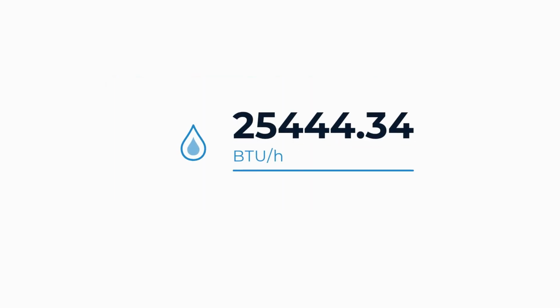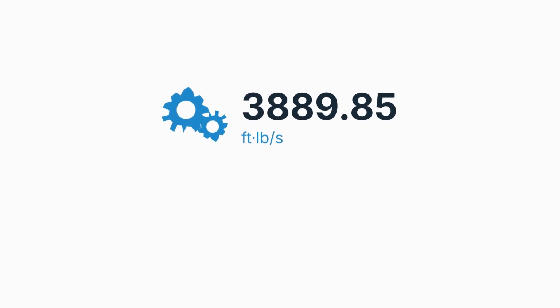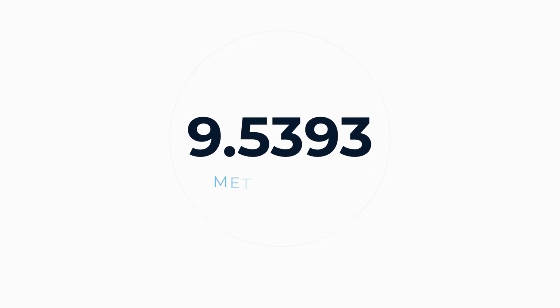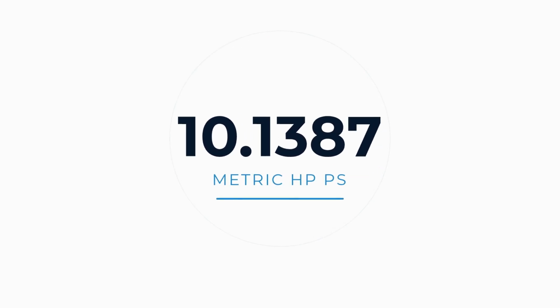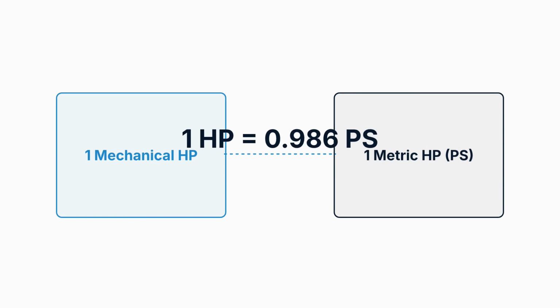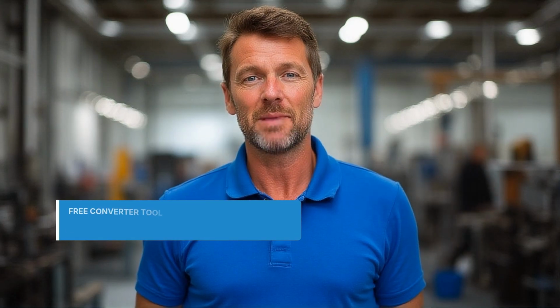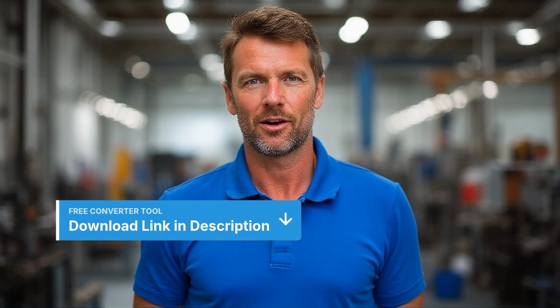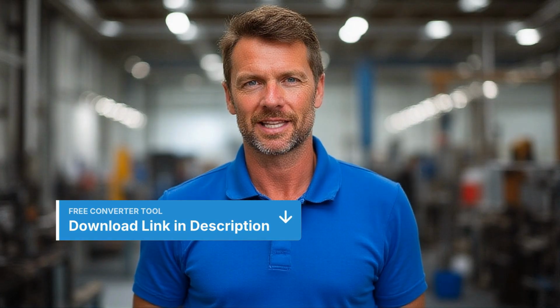For thermal applications, we get 25444.34 BTU-H. The mechanical equivalent shows 5500 FTLBS. And finally, in metric HP/PS, our value equals 10.1387. Notice how 1 horsepower is slightly less than 1 metric horsepower, which is why we get a value just above 10. This converter eliminates manual calculations and potential errors when working across different power standards.